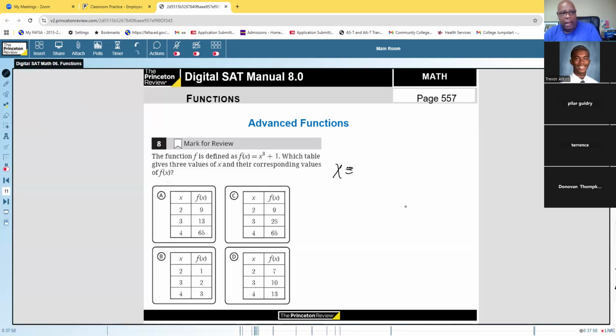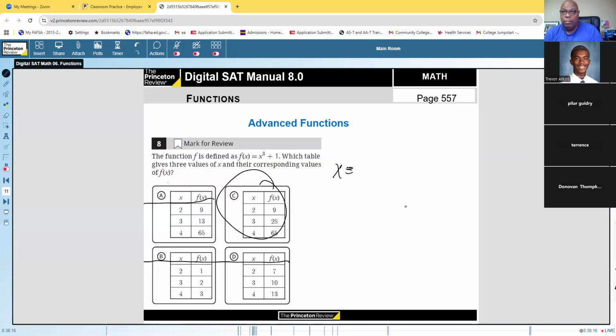B and D. Right. And then you went to 3. What did you eliminate? A. And what's the answer? C. I like that you did it with plug-in. I like that you did it with patterns. That's the quickest way to get to this answer, folks.